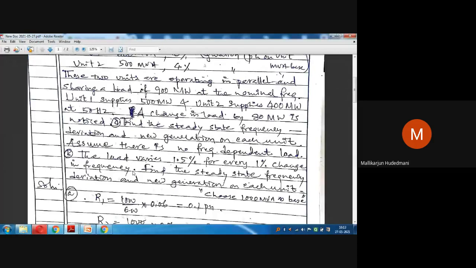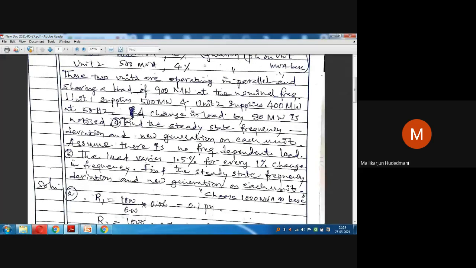1.5% for every 1% change in frequency. See, the value of the area's damping constant is not mentioned as D equal to; it is given by text. How is that? The load varies 1.5% for every 1% change in frequency. That itself is the definition of D. D is the percentage change in load for a percent change in frequency. It means 1.5 is the value of D. It is the 1.5% change for every 1% change in frequency. So D stands here as 1.5. This is how you have to extract a value of D if it is conveyed as text like this.